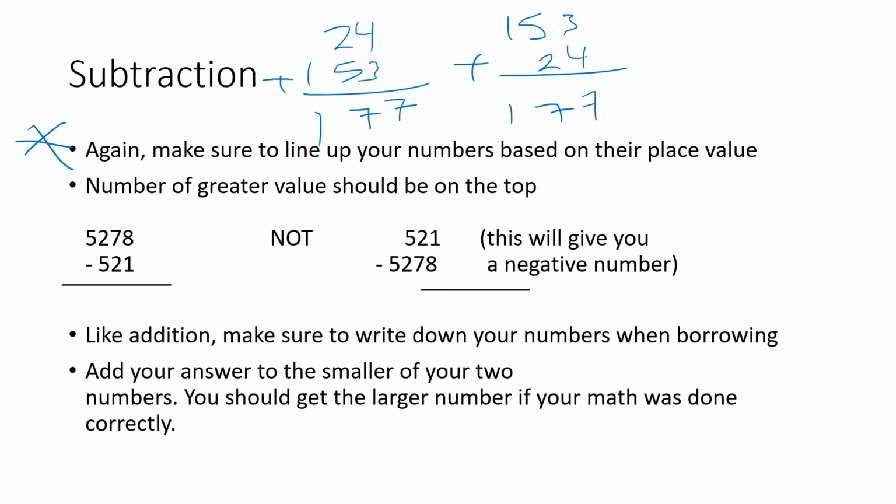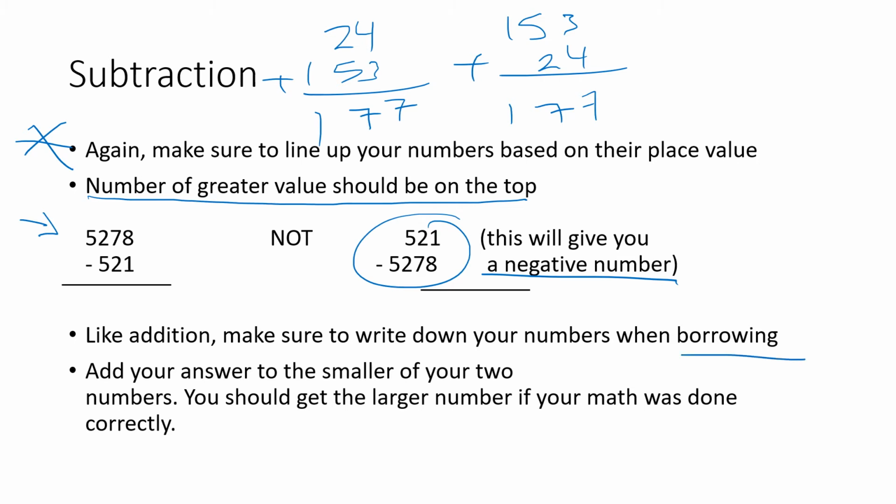This is not the case in subtraction. The number that's worth more should always be on the top. So we see here 5,278 minus 521. If we were to flip these and put 521 on top and 5,278 on the bottom, your answer is going to be negative. And like I said before, we don't have any negatives in this class, so make sure that you are lining up your numbers properly. Like addition, when you are borrowing, make sure that you are writing that down.